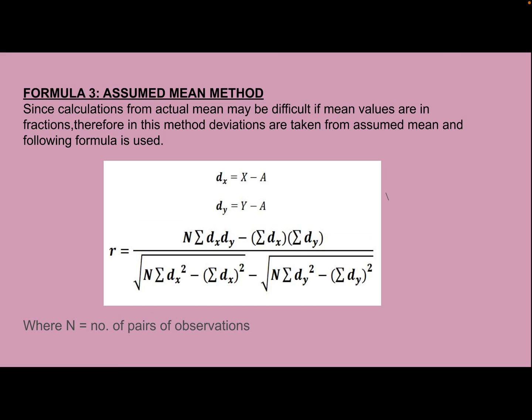So the formula is n sigma dx dy minus sigma dx into sigma dy, divided by under root of n sigma dx square minus sigma dx whole square, under root of n sigma dy square minus sigma dy whole square. Students, there is no negative sign between the two under roots.